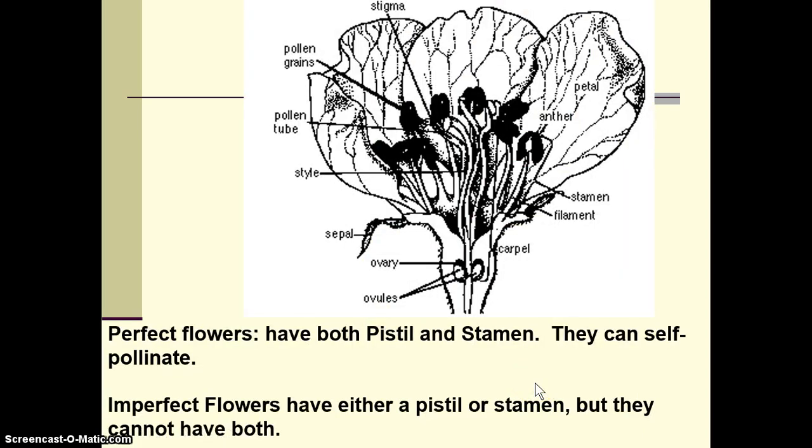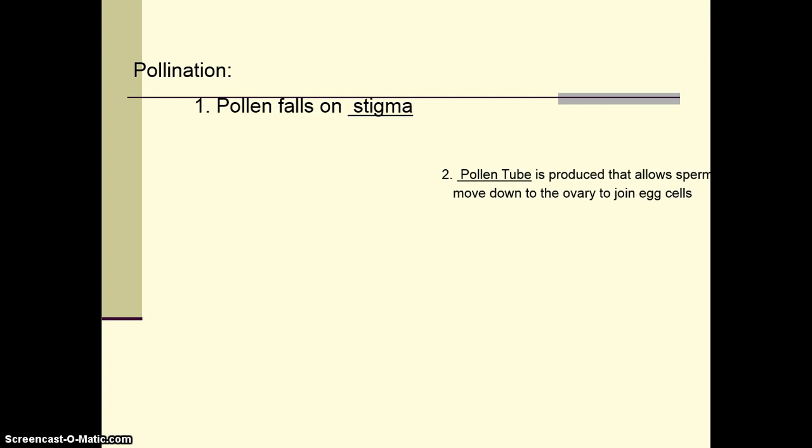Flowers can be either perfect flowers, which means they have both a pistil and a stamen. That means that they can self-pollinate. Imperfect flowers have either a pistil or a stamen, but they cannot have both, in which case they would rely on pollination. Speaking of pollination, during pollination, pollen, which contains the sperm cells, falls on the stigma.